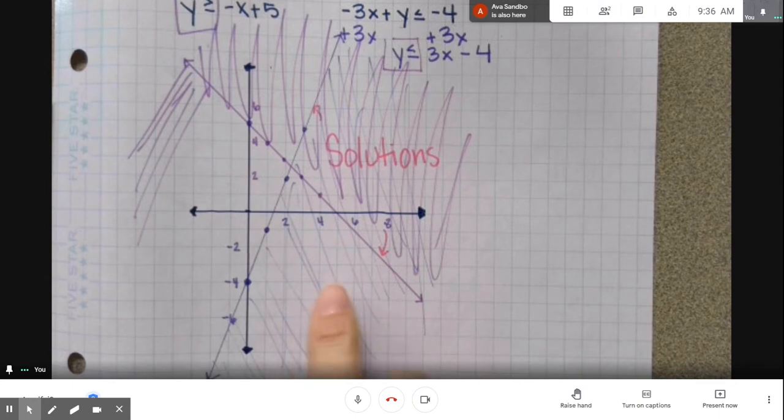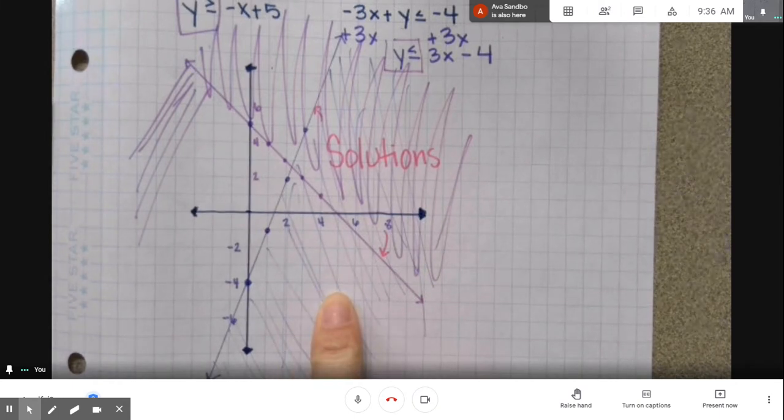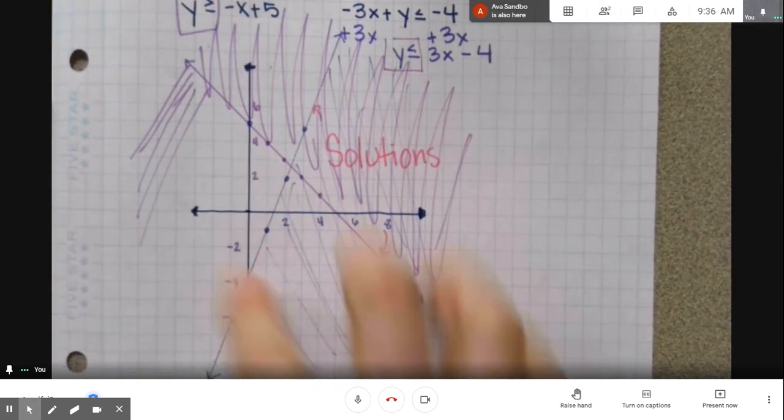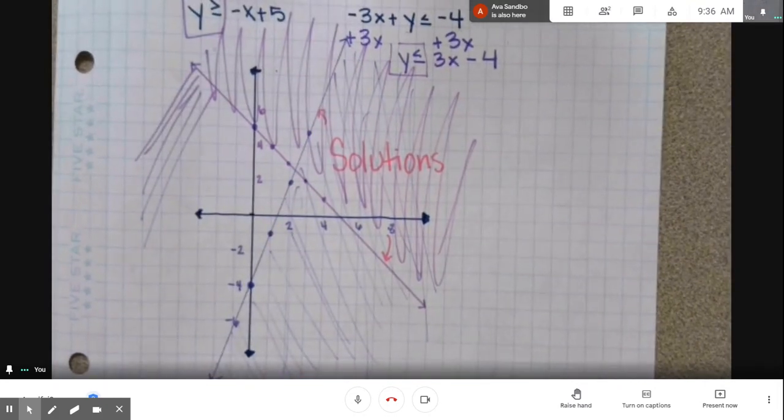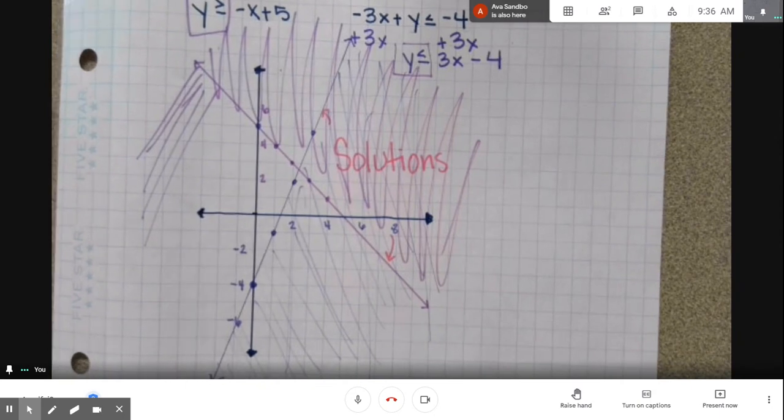I was not going to do a bunch of these. So are there questions? I do not want to leave you in a lurch, not understanding. Yes, so this is kind of like 6-1, but now we're adding the shading and stuff.